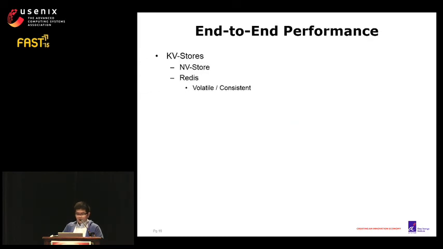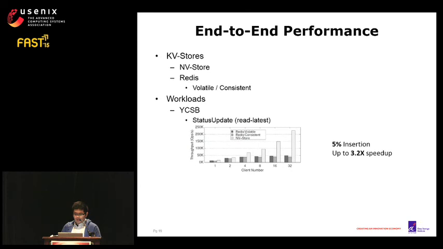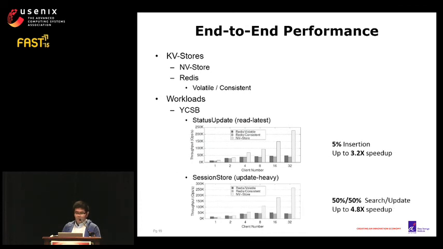from leaf node strategy. So in the end-to-end performance comparison, we compare our NV-Store to both volatile and consistent versions of Redis. Under status update YCSB workloads with 5% insertion, NVTree can be up to 3.2 times faster. Under session store YCSB workloads with 50-50 read-write ratio, our NVTree can be up to 4.8 times faster. Most importantly, NV-Store is much more scalable, as you can see from the figure.